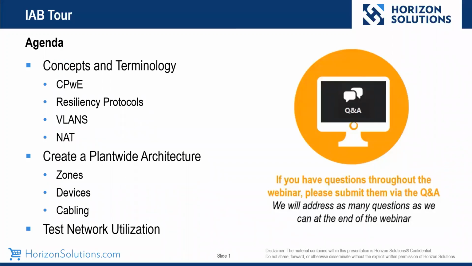On the agenda today, first, I would like to cover some concepts and terminology that I'm going to be using when we get into the actual live demo. This may be a review for some of you on the call, but it also may be new to some of our participants. Once we're done going through this jargon, we're going to get into the live demo where we are going to create a plant-wide architecture using IAB by defining zones, by adding devices, and then doing some cabling. After that, we're going to test our network utilization.